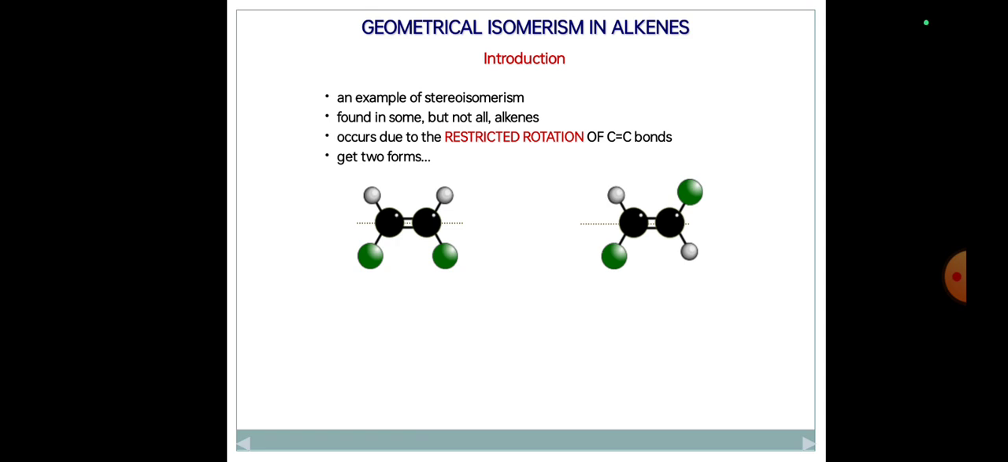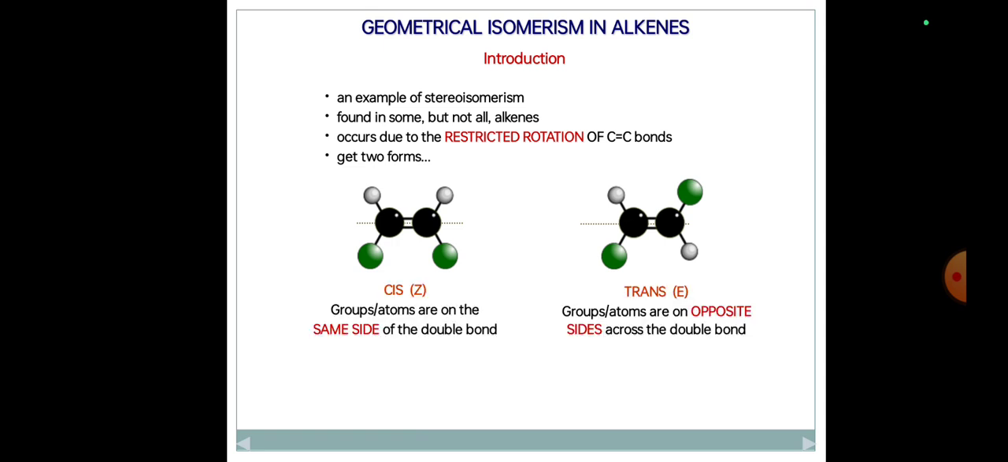Geometrical isomerism in alkenes. It is an example of stereoisomers. It is found in some but not all alkenes. It occurs due to the restricted rotation of the carbon-carbon double bond, and it gives two forms. The two isomers can be distinguished from each other by the terms cis and trans.